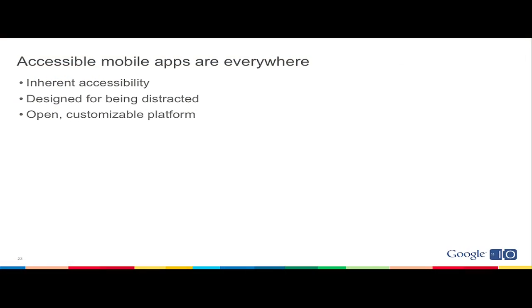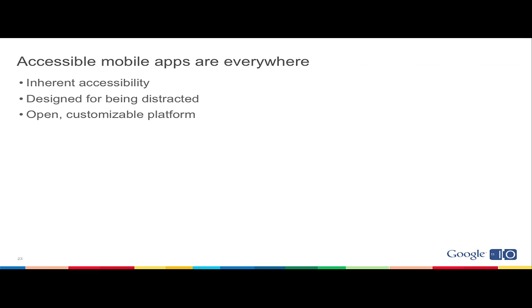So let's talk a little bit about accessibility in Android. Mobile platforms are fantastic platforms for accessibility. There are so many sensors built in that there's this inherent accessibility that's already there. These devices are designed for use when being distracted, when your eyes are elsewhere. So that helps people who need accessible interfaces as well.